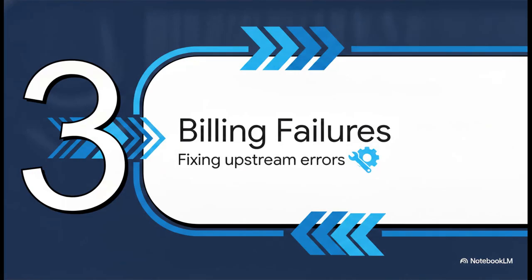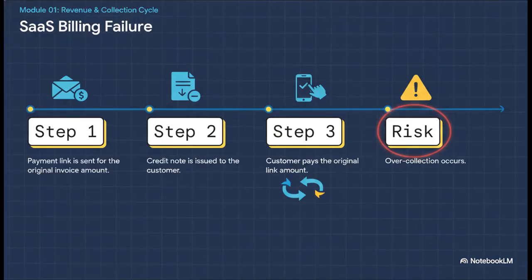Section 3. Fixing upstream billing failures. Let's move on and see how this builds, because now we are shifting our focus from collection failures at the end of the line to upstream billing errors. Now, what's really interesting about this timeline is how clearly it maps out a classic SaaS billing failure. Look at this sequence. Step 1, a payment link is sent to a customer for the original amount. Step 2, a credit note is issued to that same customer. Step 3, the customer, who is totally unaware or maybe just clicking the first prompt they see, pays the original link. The risk? Over-collection occurs. The timeline is completely conflicting, and the left hand isn't talking to the right hand.